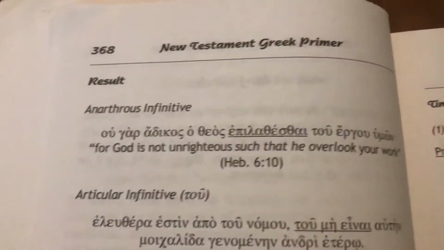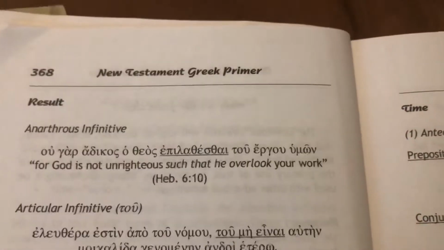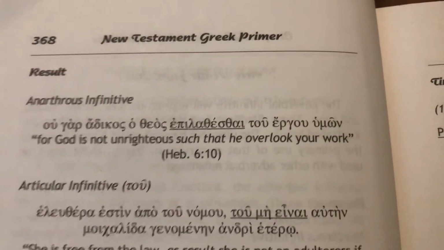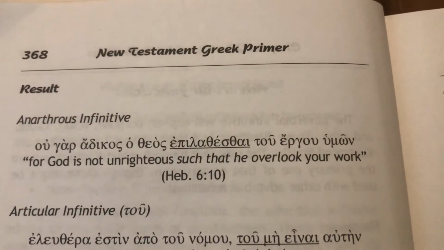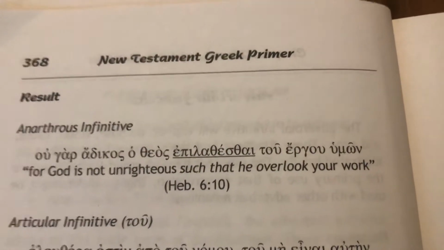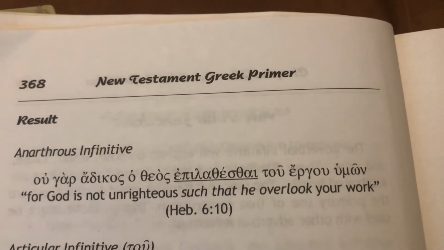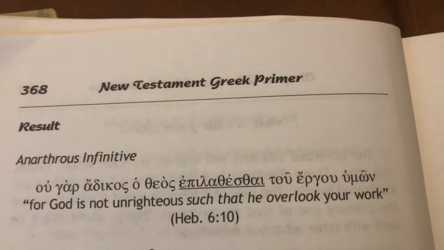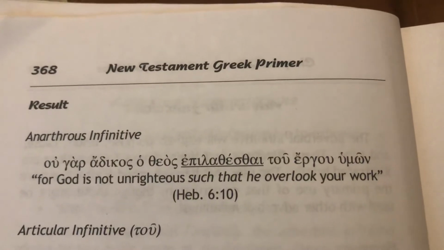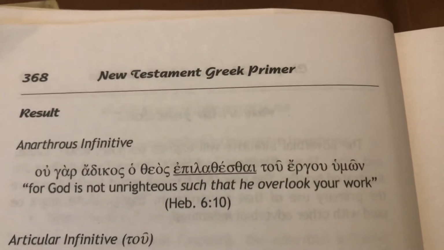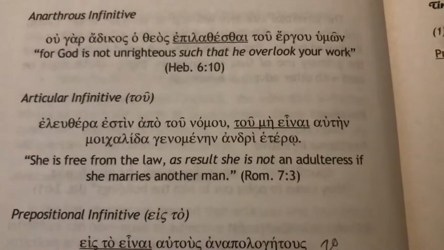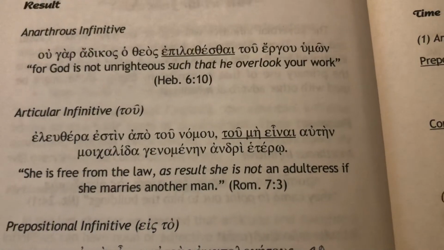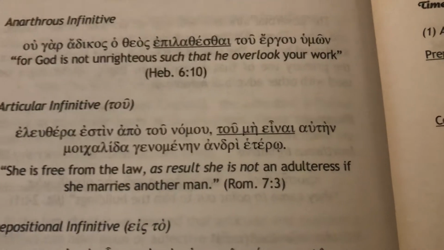All right, so moving right along, another construct would be a result construct. Something is done as a result of something. For God is not unrighteous, such that as a result of God being unrighteous, he would overlook your work. This idea of epilanthanomai, to neglect. God is not unrighteous, such that he would neglect your work, and as a result, he would do that. That can also be articular, so there's the to in the form of a verb.